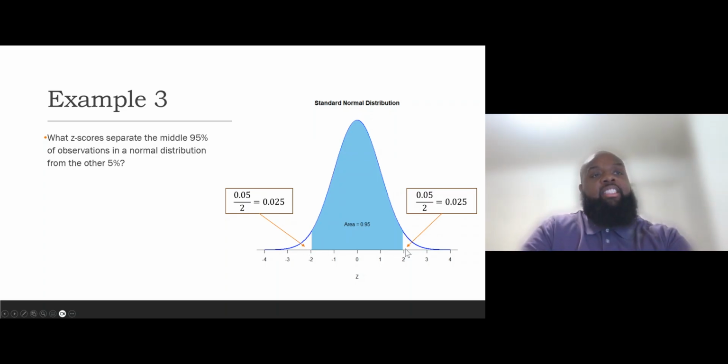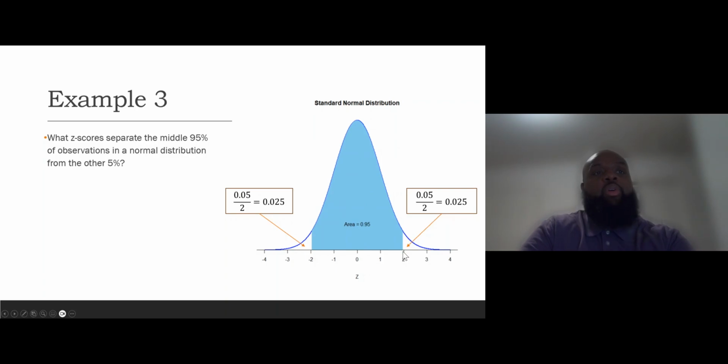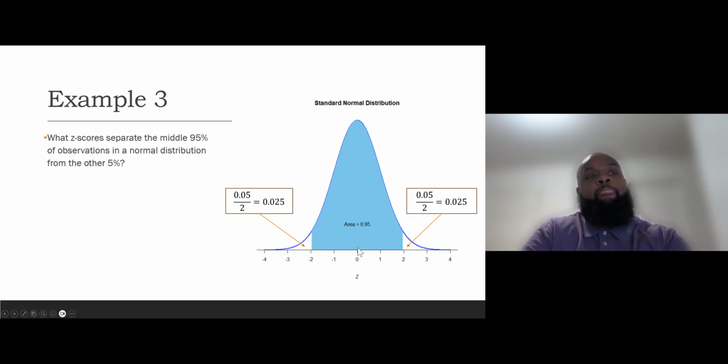And then this is on the other side. These are symmetric areas. This is a symmetric graph, so these are congruent areas. And so this z-score is going to be positive. And in all actuality, they're the same distance from 0, since this is symmetrical. So I should get a positive and a negative of the same value.